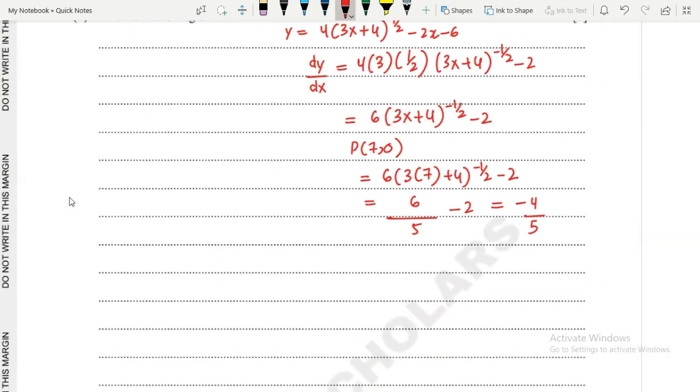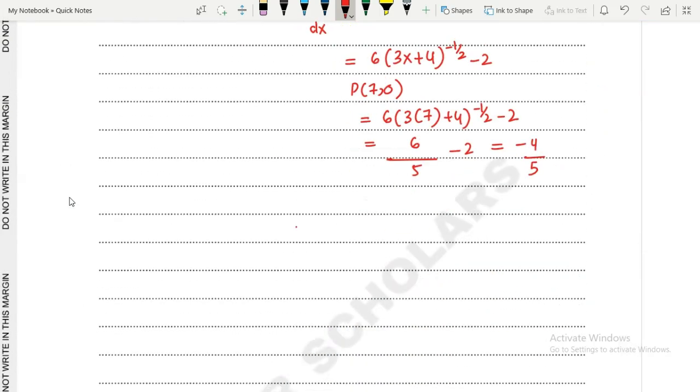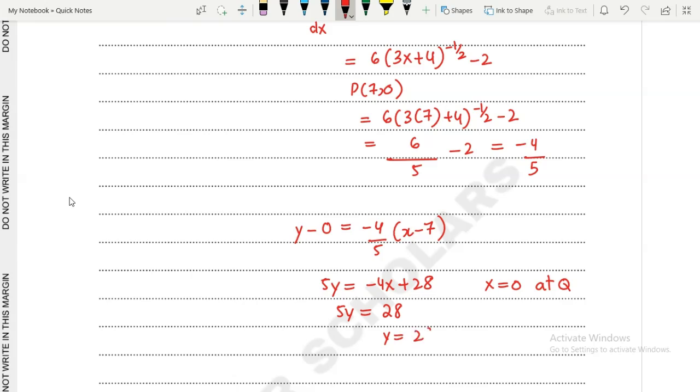We know the gradient, we know the point. It is going to become y minus 0 is equal to minus 4 over 5 into (x minus 7). So it is going to become 5y is equal to minus 4x plus 28. This is the equation. Let's put x equal to 0 at Q because it is intersecting with the y-axis. So it becomes 5y is equal to 28. y is equal to 28 by 5. We have found the y coordinate at Q.